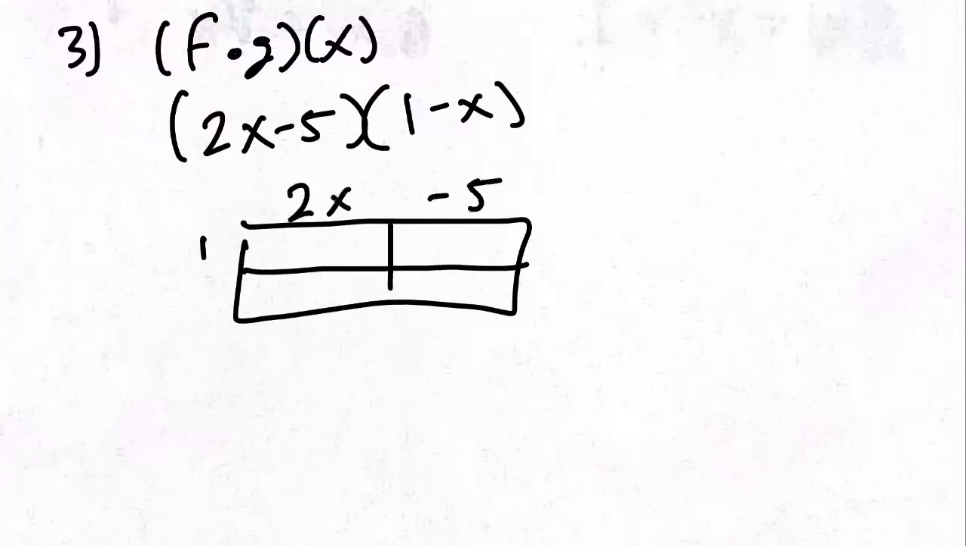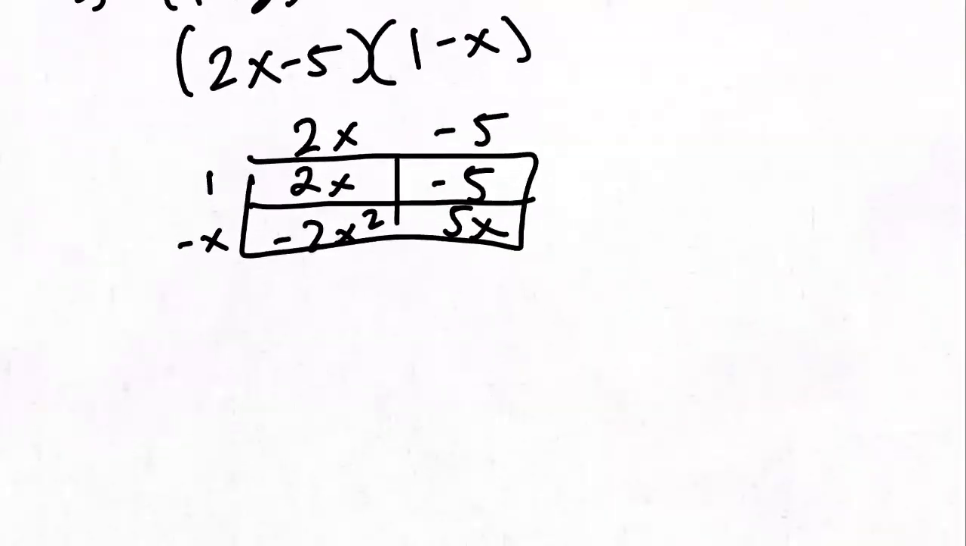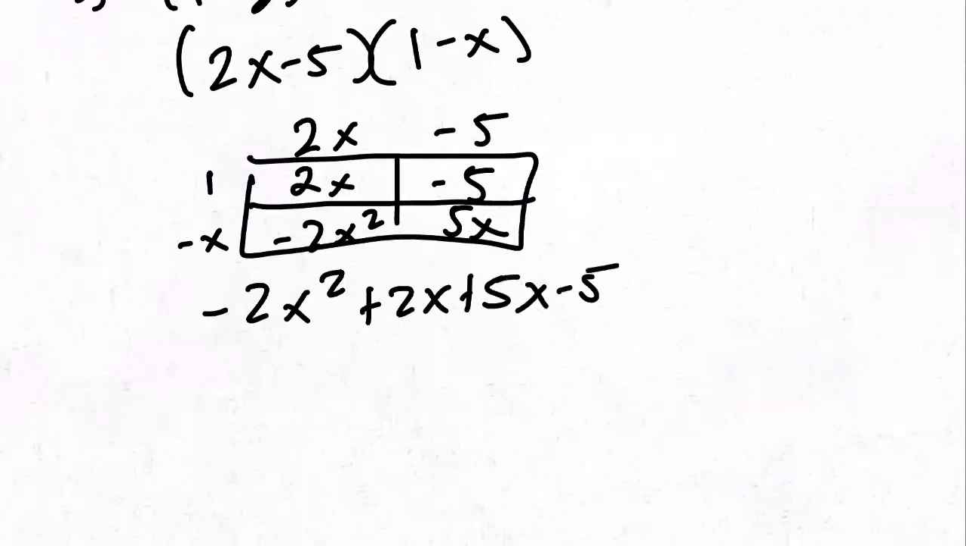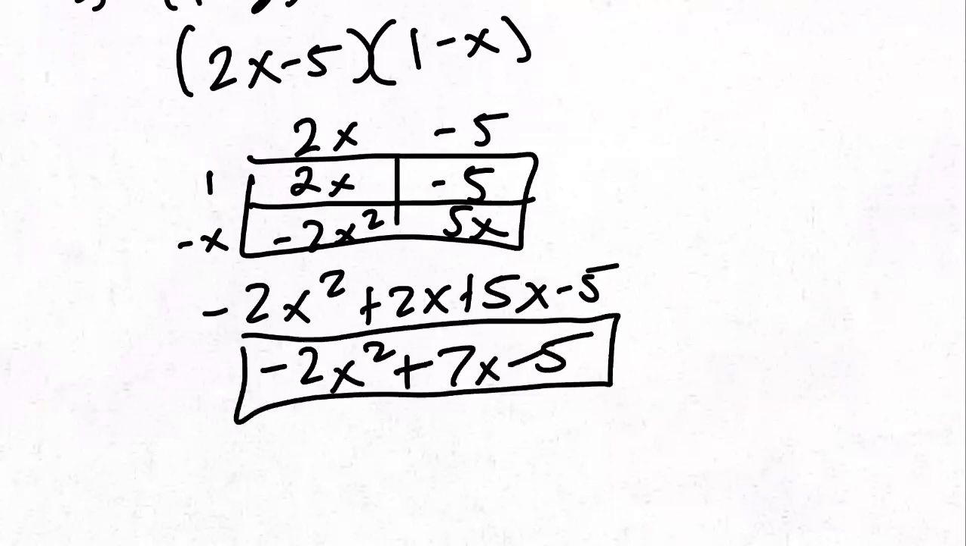2x minus 5, 1 minus x. 2x times negative x is negative 2x squared, negative 5 times negative x is 5x. And then just rewrite it, and then combine like terms. Then you get your answer.